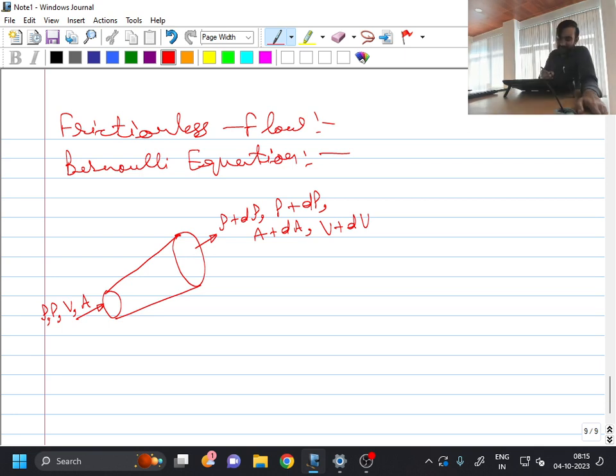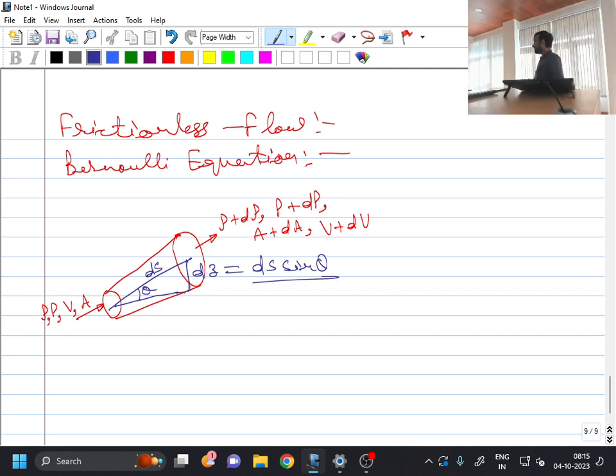Let's consider that this stream tube I have drawn along a streamline which has length ds, and say this is oriented at an angle theta, and the vertical distance covered from one end to the other end is dz. So from the geometry I can say over here that dz is equal to ds times sine theta. Is the point clear? Are all clear with this point?